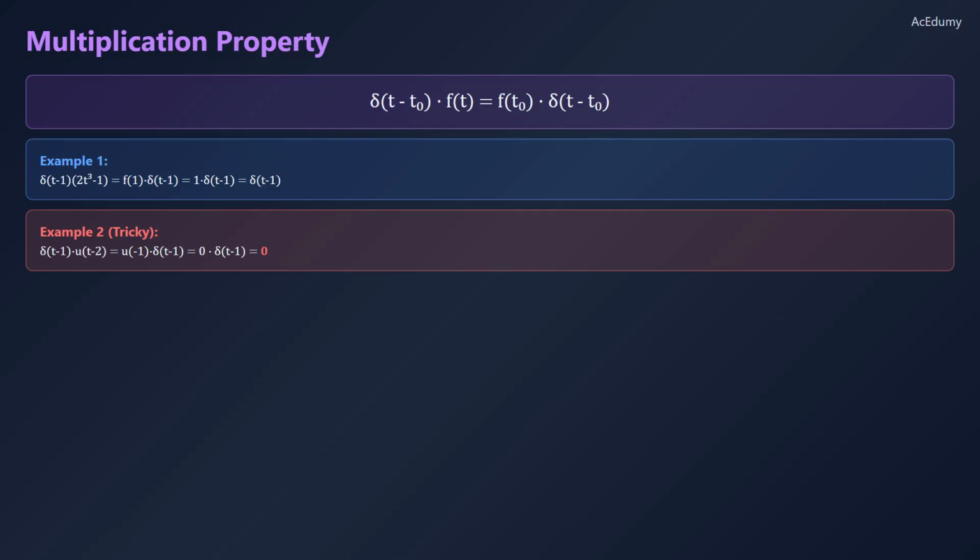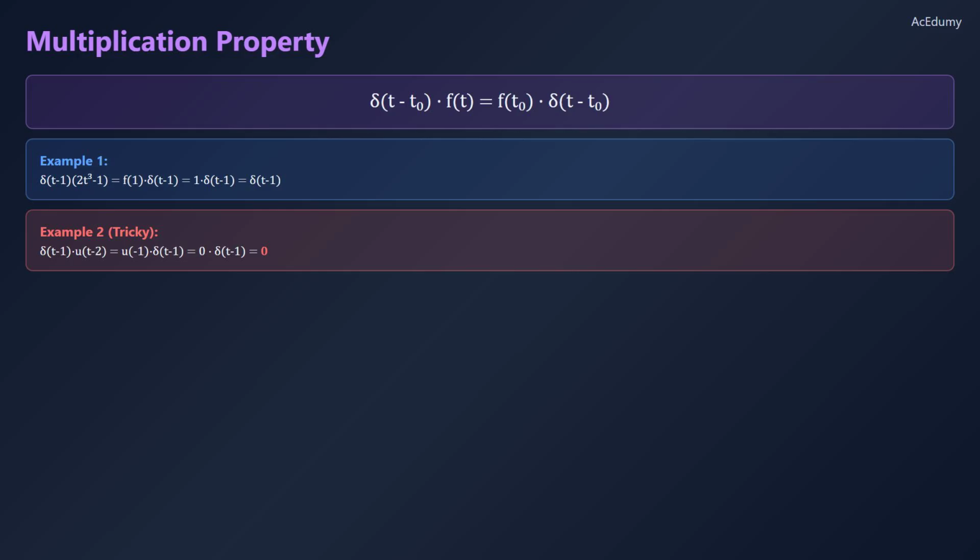A closely related property is the multiplication rule. When we multiply delta of t minus t0 by a function f of t, the result is f of t0 times delta of t minus t0. The impulse freezes the function at its location. For example, delta of t minus 1 times 2t cubed minus 1. Since the impulse is at t equals 1, we evaluate f of 1 equals 2 times 1 cubed minus 1, which equals 1. So the product simplifies to delta of t minus 1.